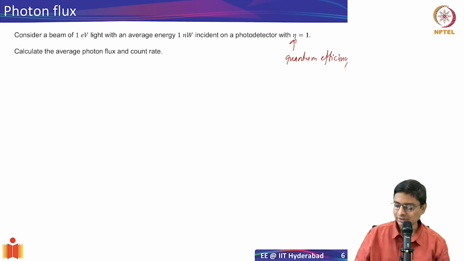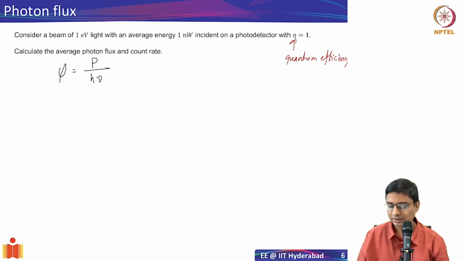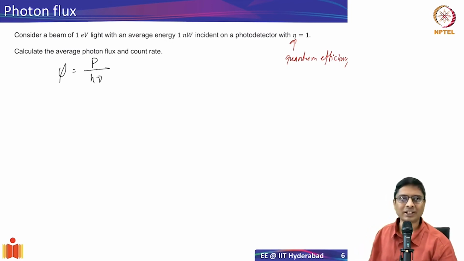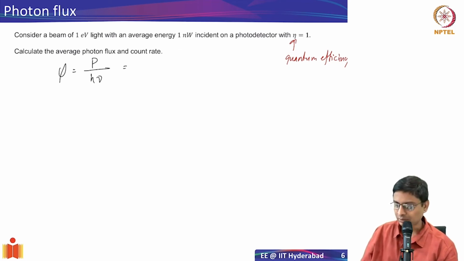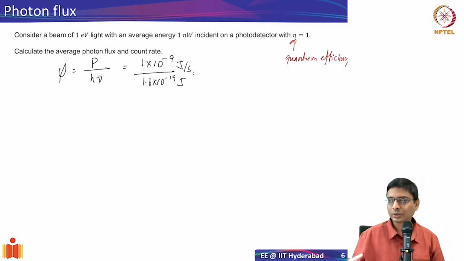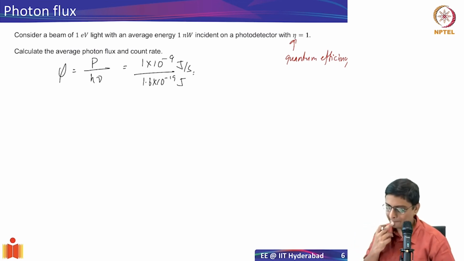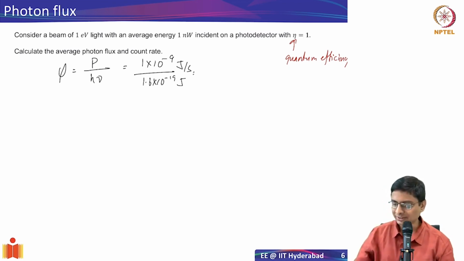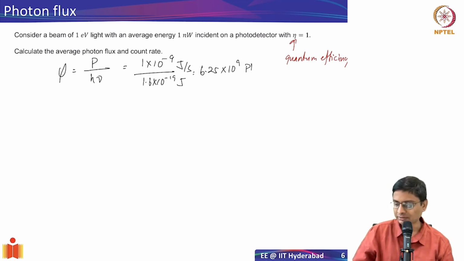So what is the photon flux? We know that the photon flux phi is simply power divided by h nu. If you have 1 eV light, we know the energy. Power is now 1 nanowatt, so 1 into 10 power minus 9 watts. Energy is 1 eV, so 1.6 into 10 power minus 19 joules. This is joules per second. So that works out to 1 divided by 1.6, something like 6.25 into 10 power 9 photons per second.